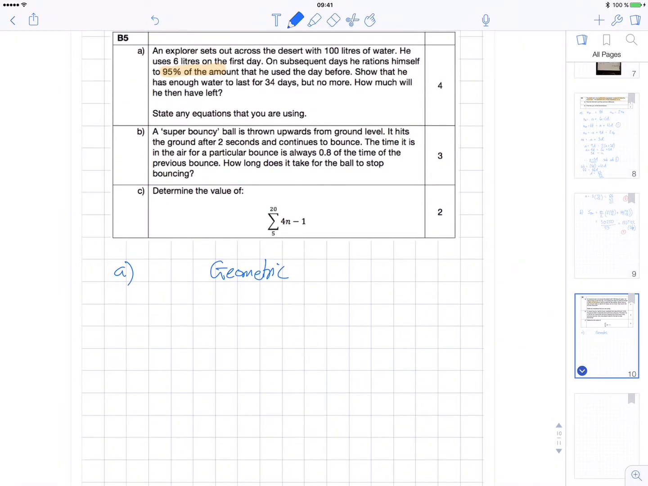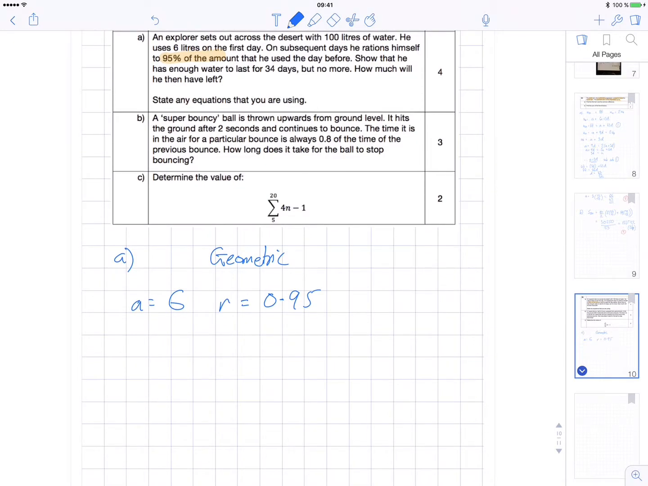So we know he's got 6 litres on the first day that he's using. He's using 6 litres. And then he's got 95%. So r is equal to 0.95, because that's the multiplier. 95% is 0.95 as a decimal, or as we call it, a multiplier. Show that he has enough water to last for 34 days. Now we need to make that equal to 100 litres.